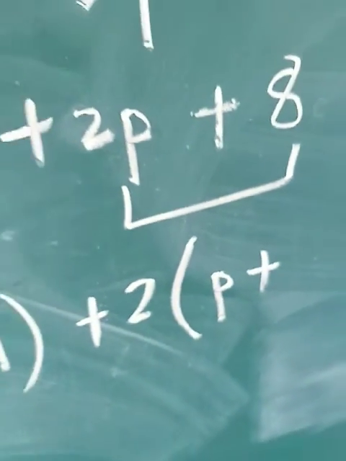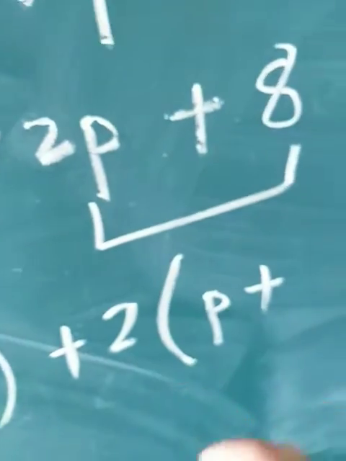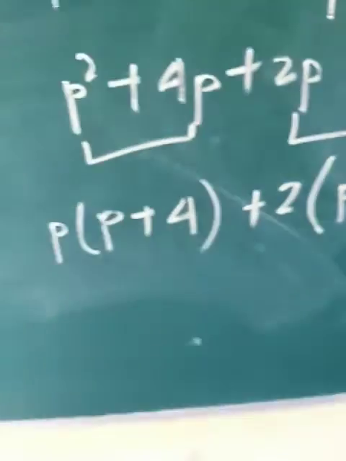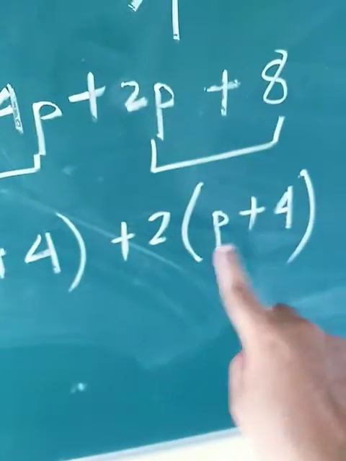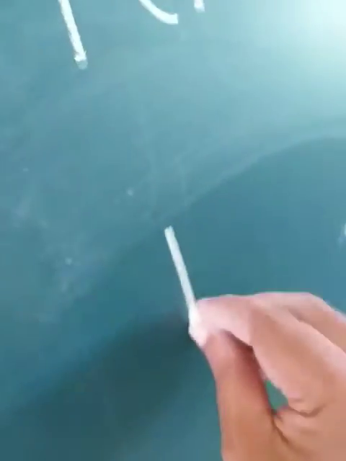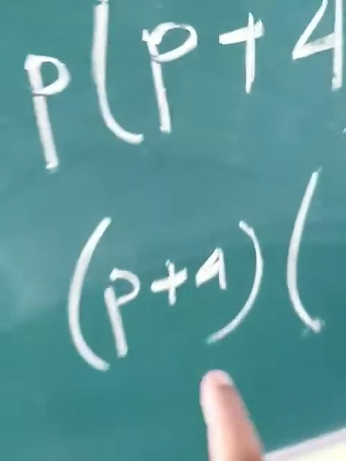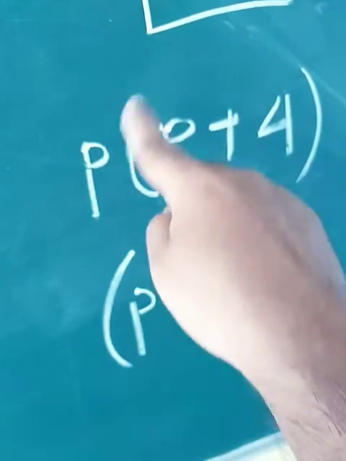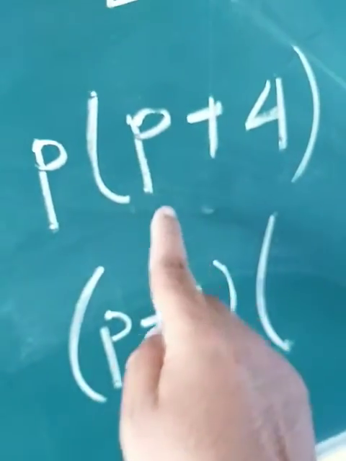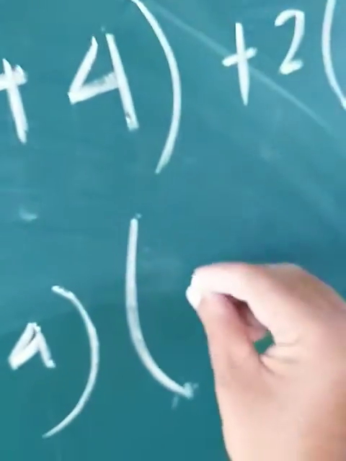The first term will be p. And if we divide 8 with 2, what will be the answer? It will be 4. Now see, is it matching? p plus 4, p plus 4. So we'll take p plus 4 as a common. Now if I divide this p plus 4 with this p plus 4, then p plus 4 will be cancelled. What will be left out? Yes, the answer would be p.